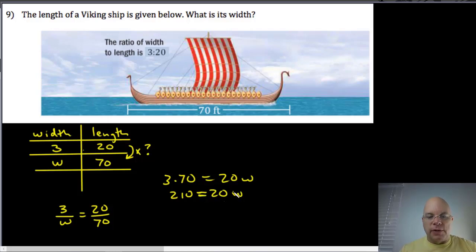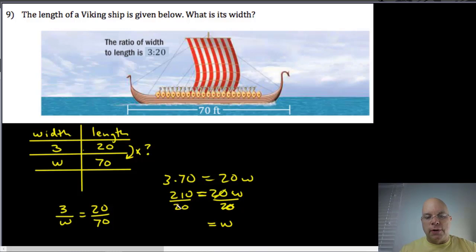If I want to know what W is, I want to know what 1W is. We want the multiplicative identity. I don't want to know what 20 W's are. So I can undo this multiplying by 20 by using the inverse operation, which is divide by 20. But if I divide by 20 on the right side of my equation, I have to divide by 20 on the left side of my equation. That's a property of equality. Then I'm using the multiplicative inverse. 20 divided by 20 is 1. When you multiply reciprocals, you get a product of 1. So 1W is just W.